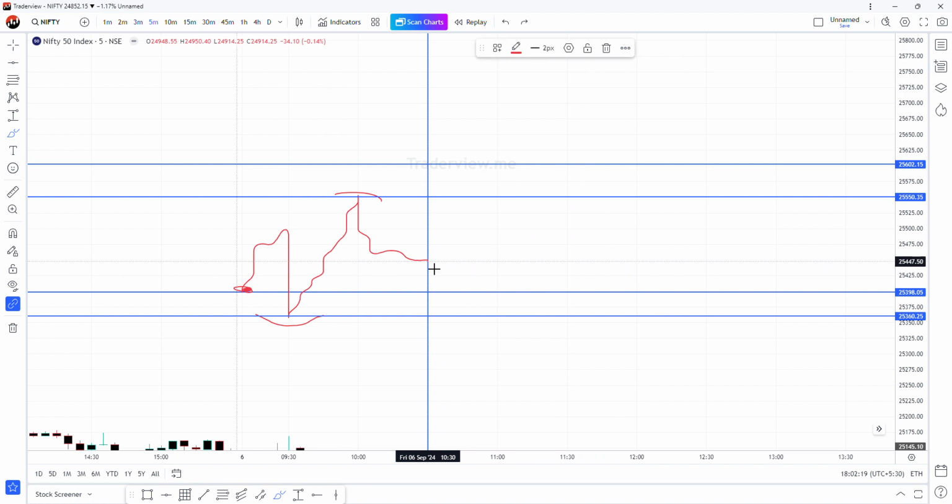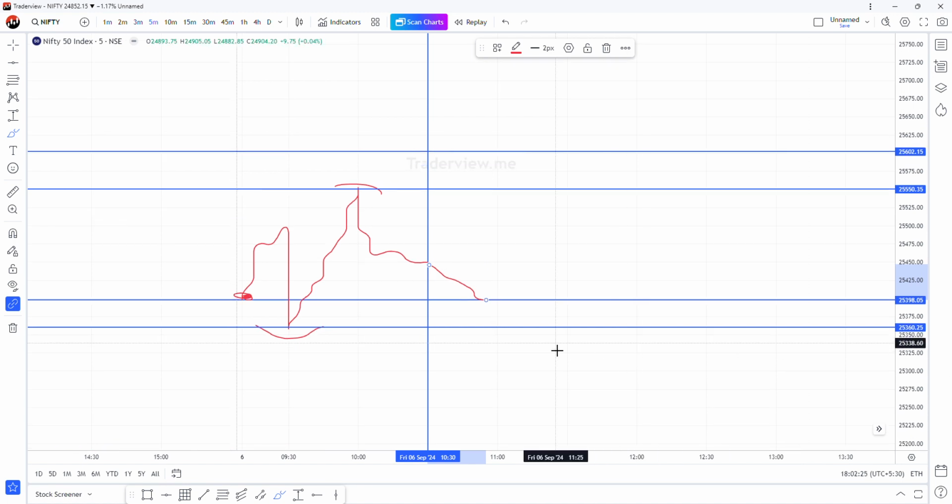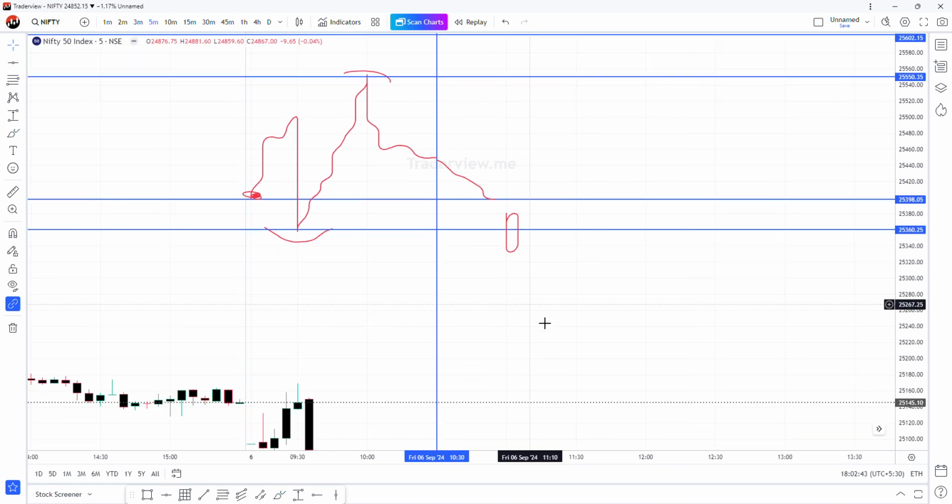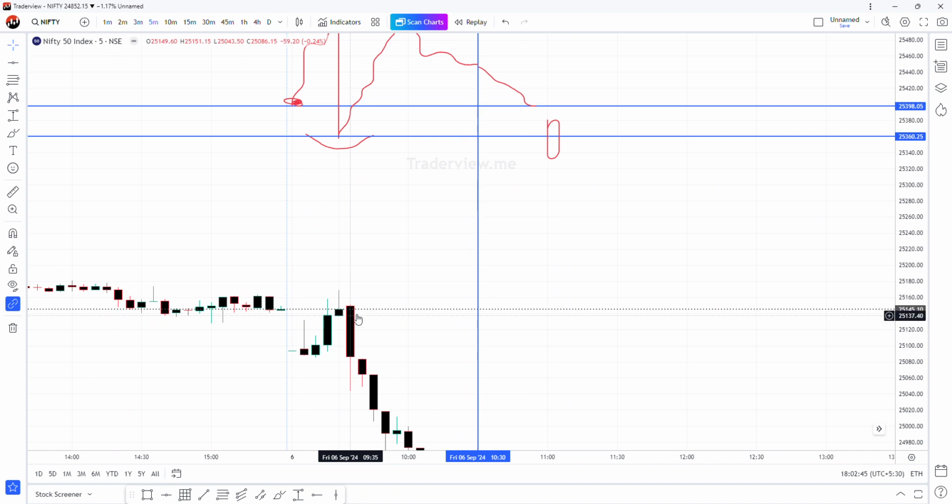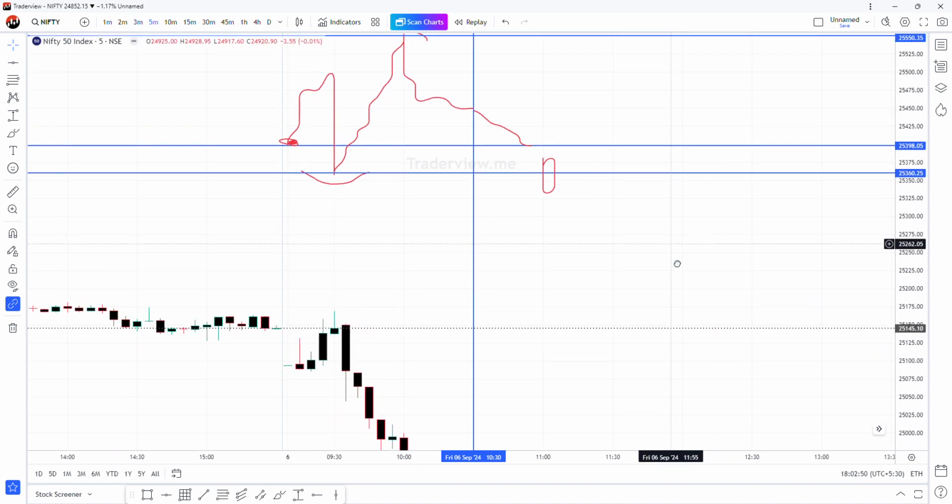Now from here the Nifty started coming downward. Wait. Don't do any ambush entries. Let this swing be broken with a good value. I'm drawing a candle here. Let the Nifty break this level with good volume, like this in red color. I'm showing this here for your reference.